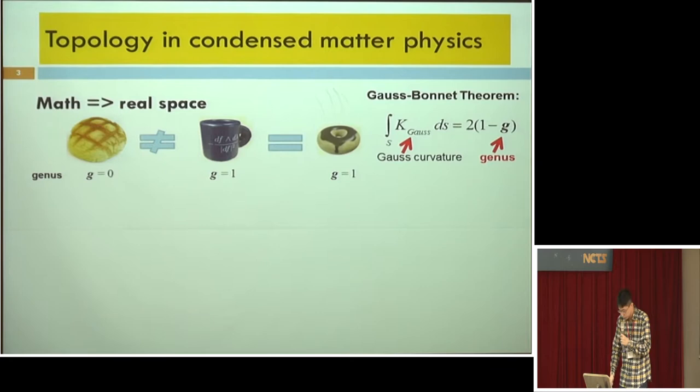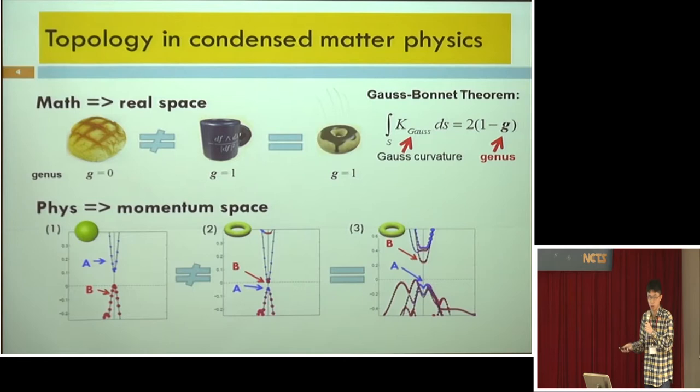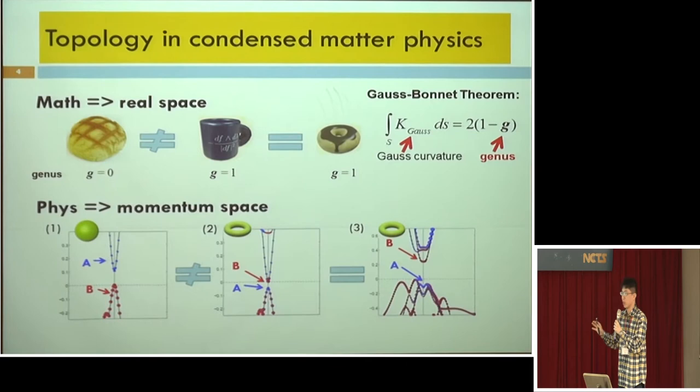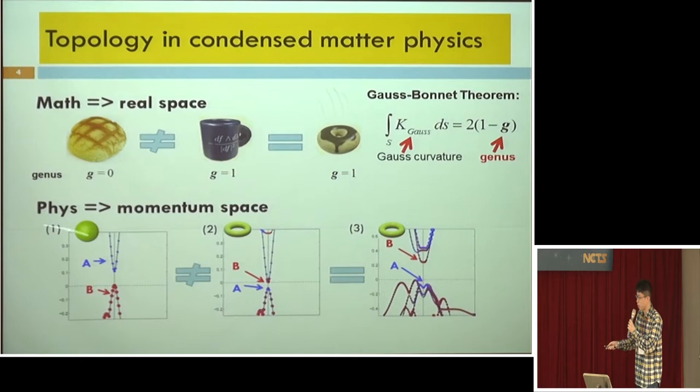In physics, we are familiar with the band structure, so the topology is in momentum space. Here is an example. There are three bands, and we can see the band geometry. The band geometry means the band shape or the band gap size. The band geometries of band 1 and band 2 are almost the same. However, their topologies are different.